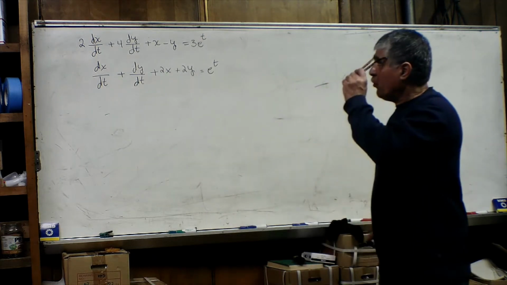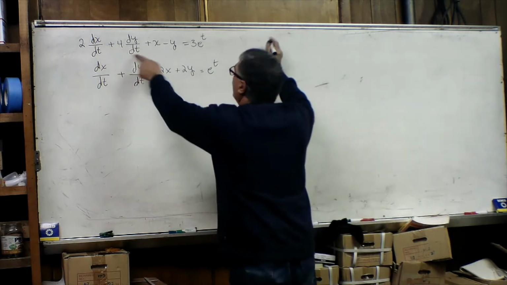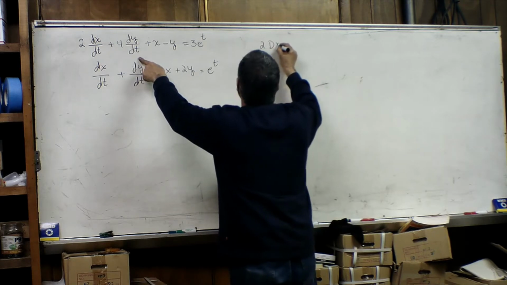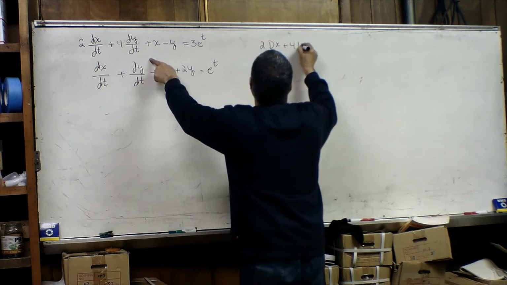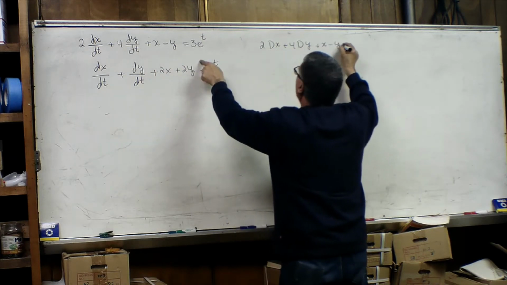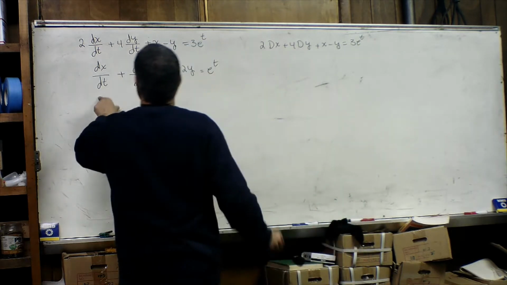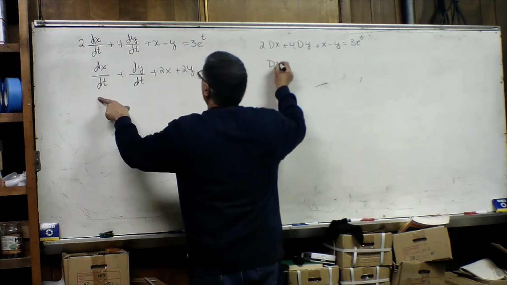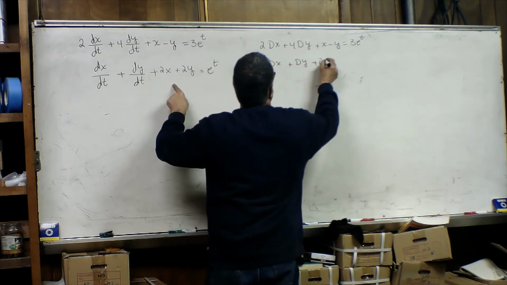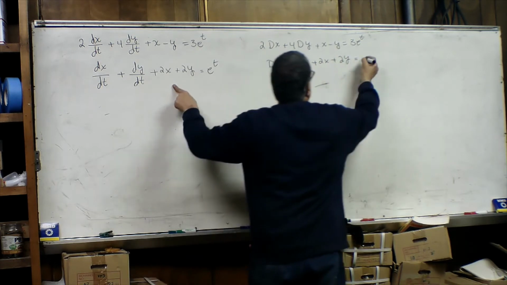So in order for us to solve this in operator form, we can write this as 2Dx plus 4Dy plus x minus y equal to 3e to the power t. And the second equation, Dx plus Dy plus 2x plus 2y is equal to e to the power t.